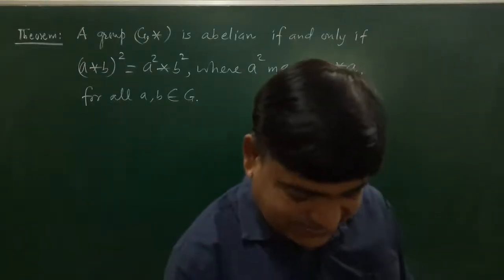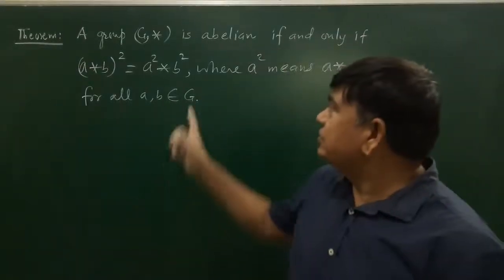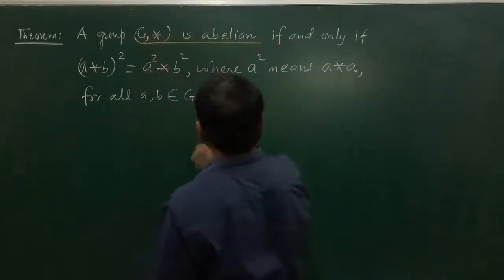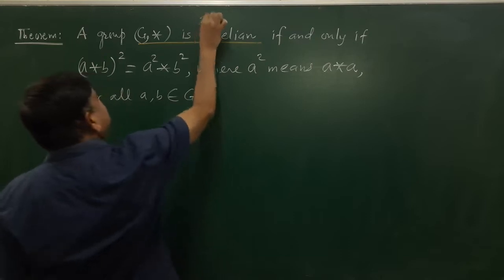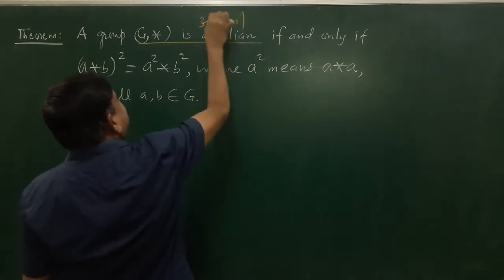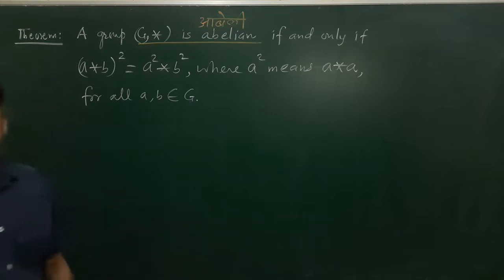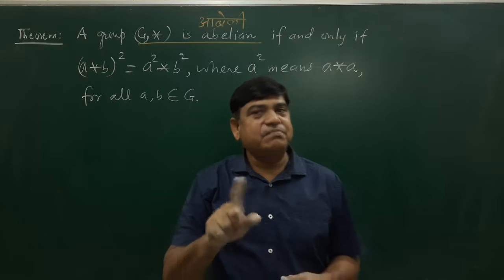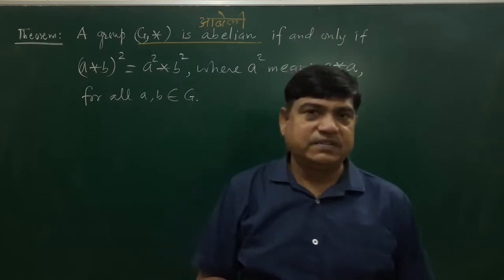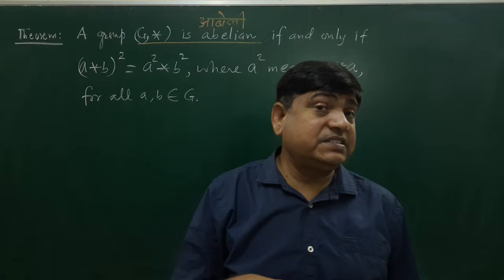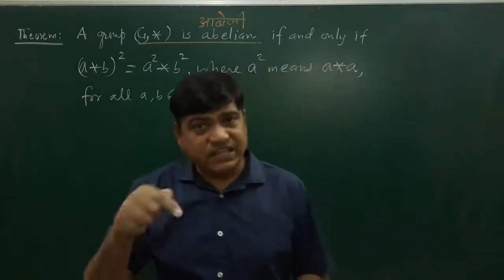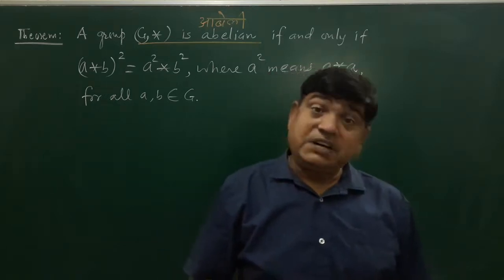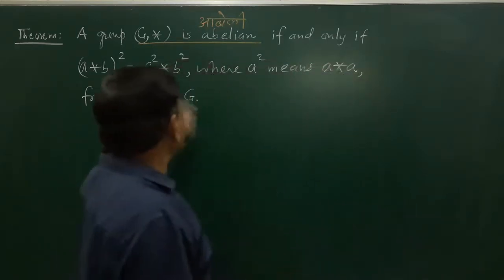As usual, I told, go through. A group G is abelian. Abelian means commutative property holds: a star b equals b star a. G is a group means closure property, associative, identity and inverse. But if it is commutative, then it is an abelian group.